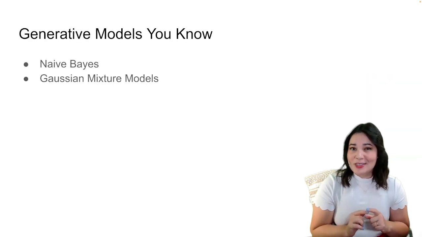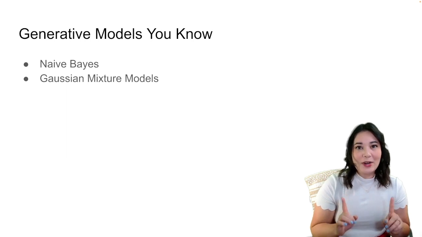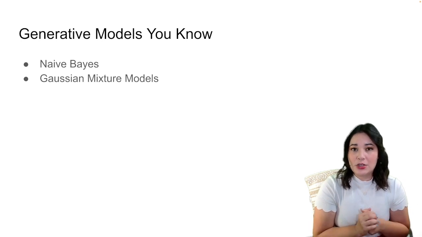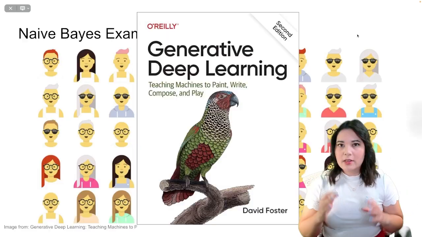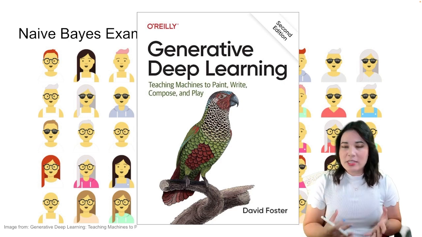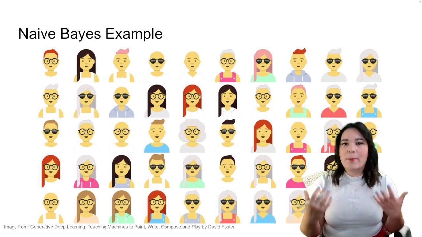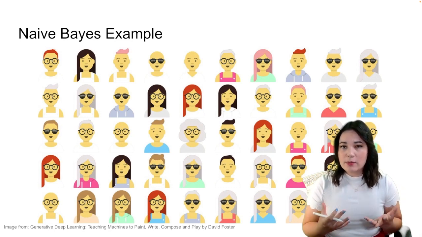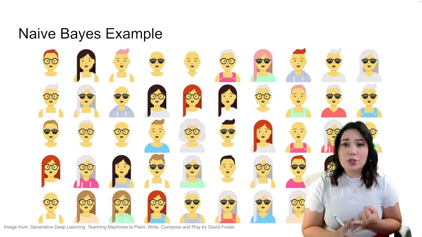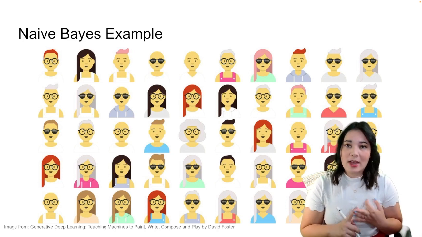Now, the good news is it turns out that you already know some generative models. Naive Bayes and Gaussian mixture models, which we learned in 392, are both generative models. Let's look at a quick example from this book, Generative Deep Learning, which talks about using naive Bayes as a generative model. So on the screen, we see a bunch of emojis, and these emojis have some really distinct features, like the color of their hair, the type of shirt they're wearing, and whether or not they're wearing glasses, sunglasses, or none.